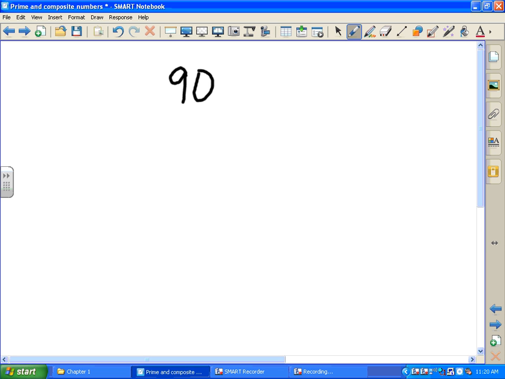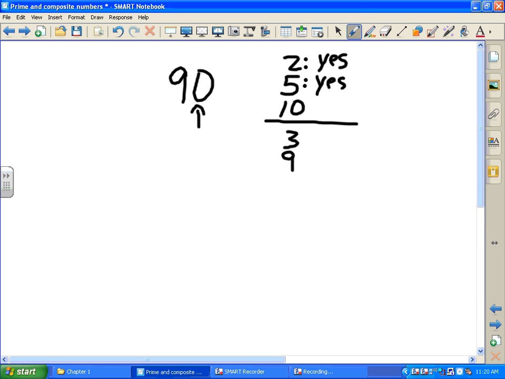Now, the first step is I'm just going to use the divisibility rules for 2, 5, 10, and then 3 and 9. So the ones digit is a 0. Because it's even, it's a yes. Because it's a 0, it's a yes. And because it's a 0, it's a yes.